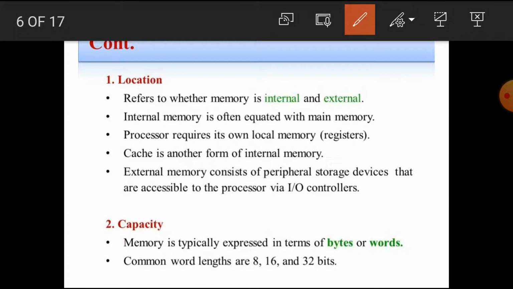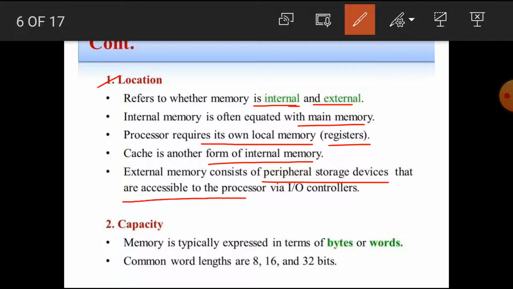The first one is location. The location refers to whether the memory is internal or external. Internal memory is often equated with main memory. Processor requires its own local memory or registers. Cache is another form of internal memory. External memory consists of peripheral storage devices that are accessible to processor via input-output controllers.